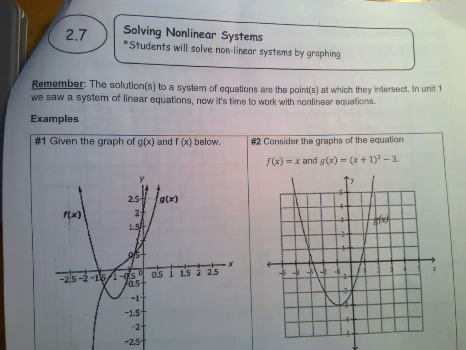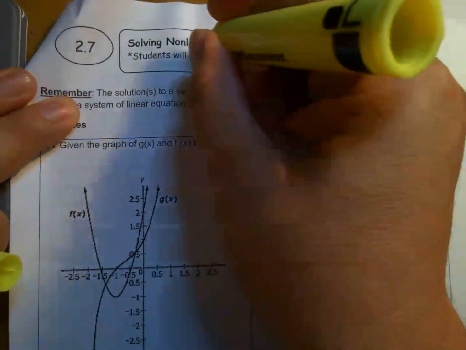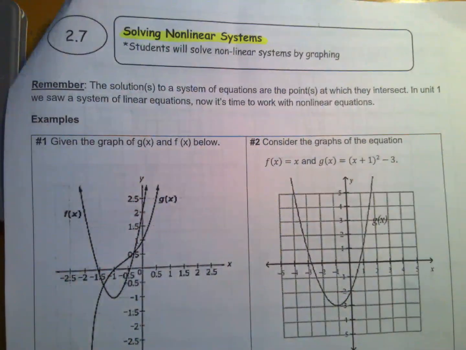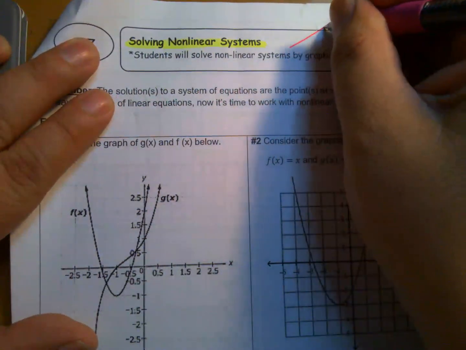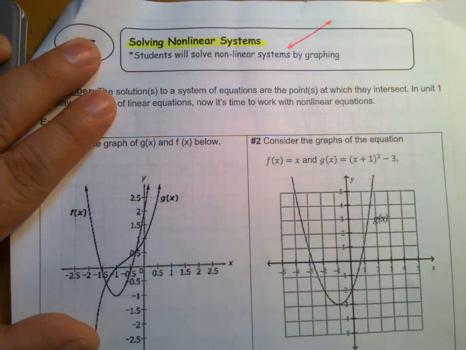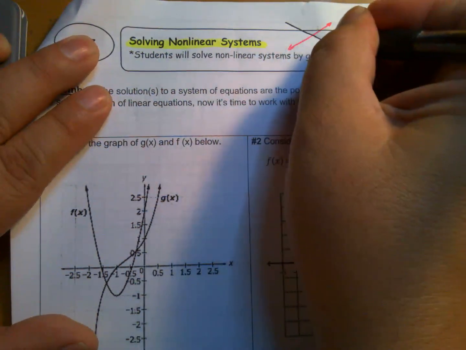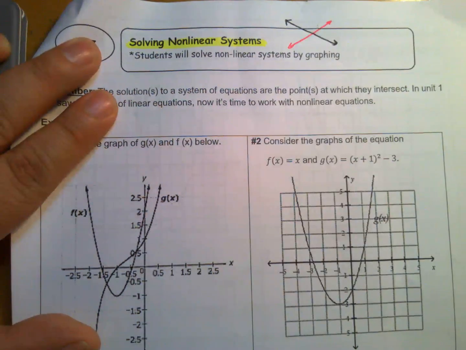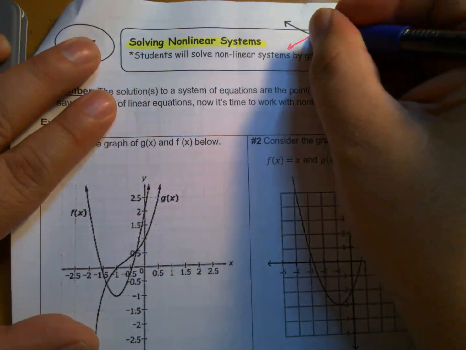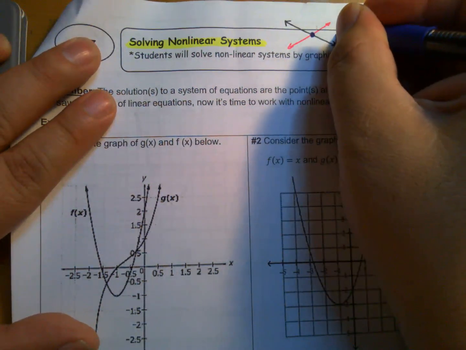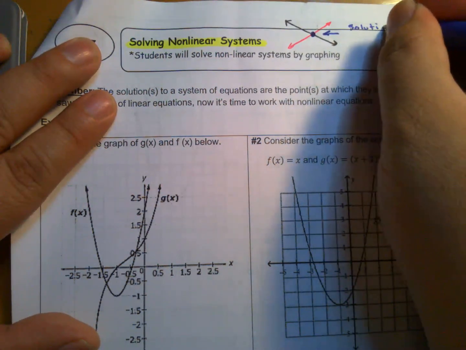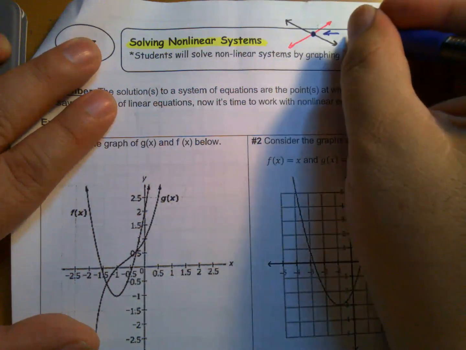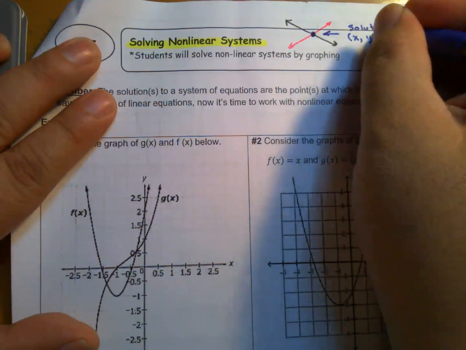So for today's lesson, we're going to be solving nonlinear systems. Now, think about what we did with systems before. When we were solving a system of linear equations, we started off by graphing a line, and then we would, let's say, graph another line. And when we were solving a system, our ultimate goal was to always find that point, right? This is the point that they both had in common. So when we were solving a system, our solution was that point where the two lines meet.